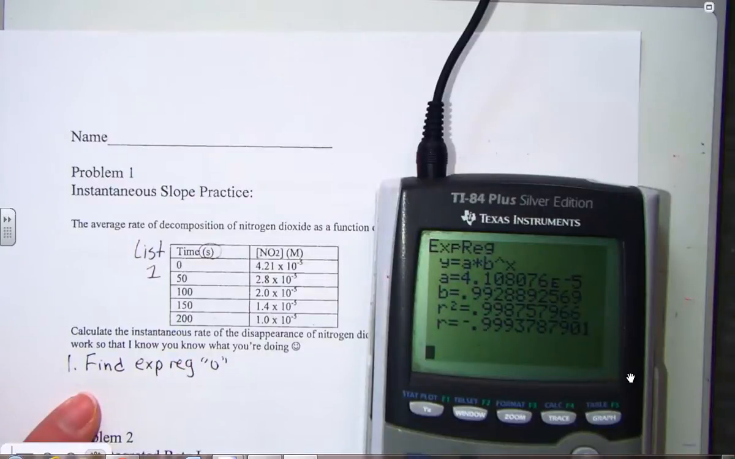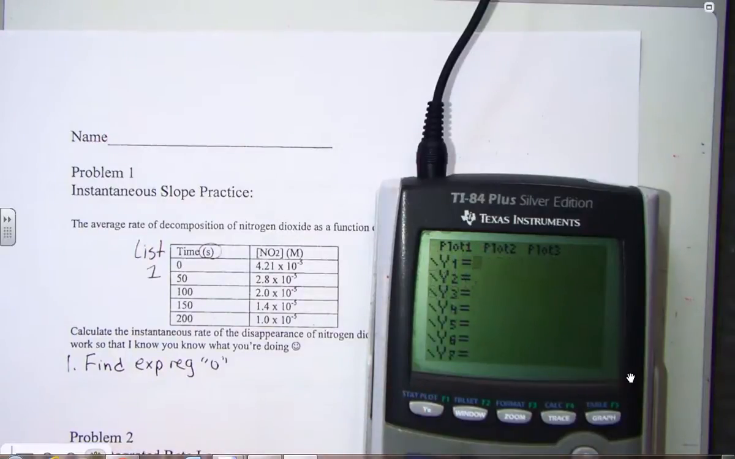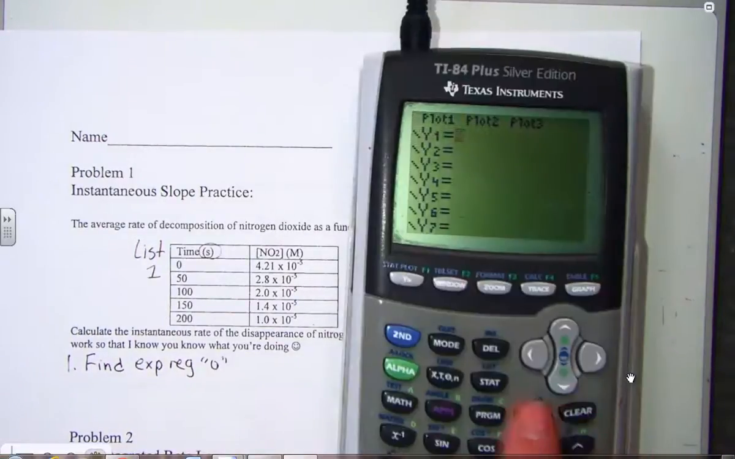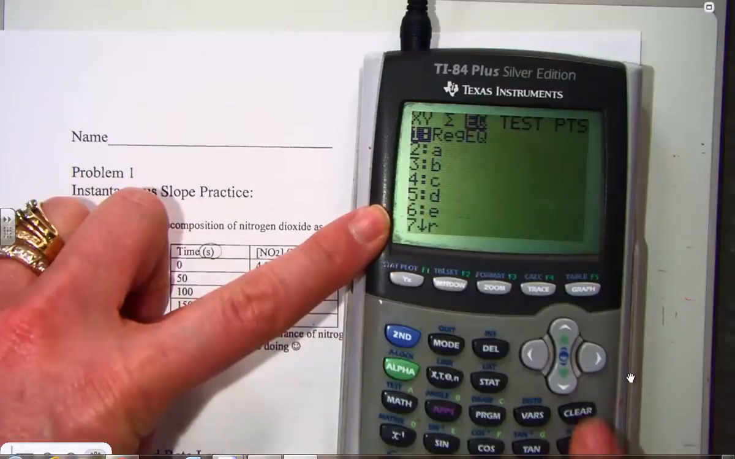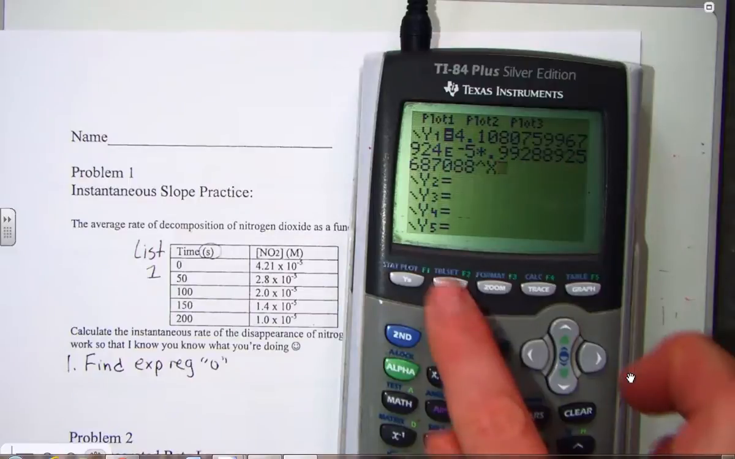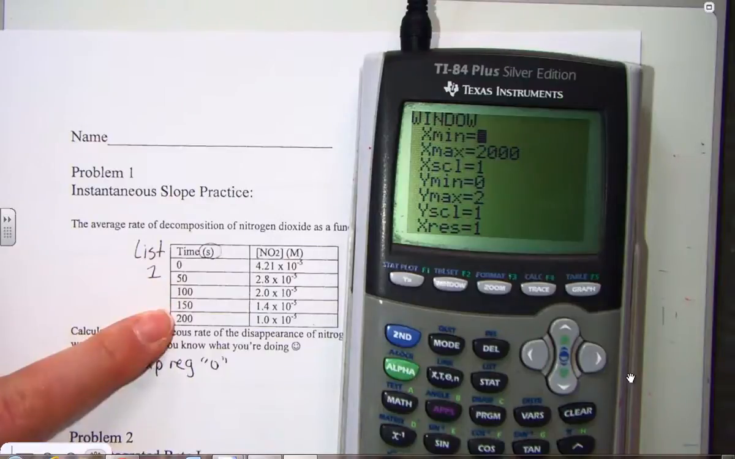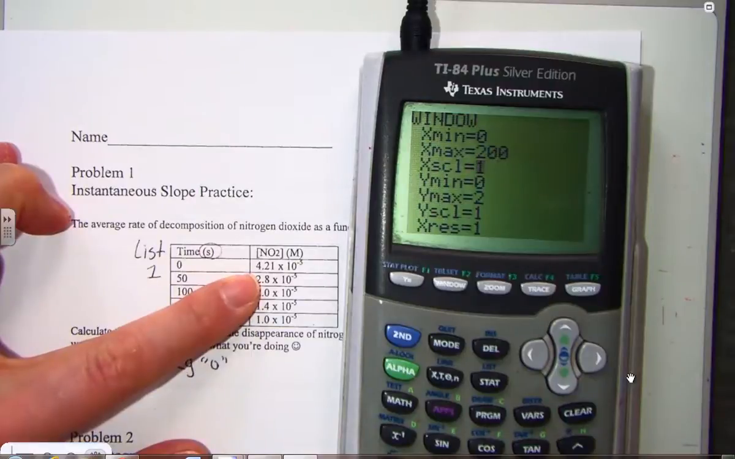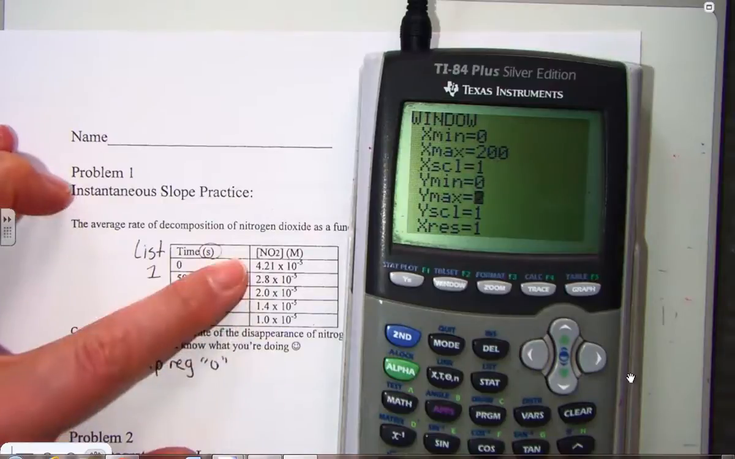Now I don't need any of this information recorded. What I will need to do is to transfer it over to my y equals. And if you have anything there, just clear it out. Remember how to do this? We hit vars, choice 5, statistics, slide over to equations, and hit enter. And that carried the equation over. Make sure you check your window and you have enough data samples. I have 0 to 2000 for x. It's probably too large. I only need to go to 200. And the concentration units, very tiny actually, so 0 to 1 probably would be plenty of decimal places there. So I'm just making sure I have my windows in the correct area.